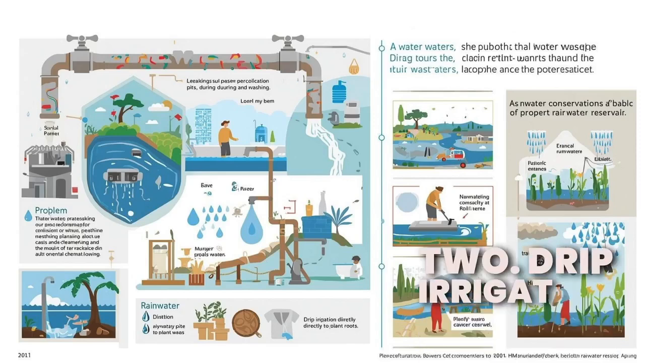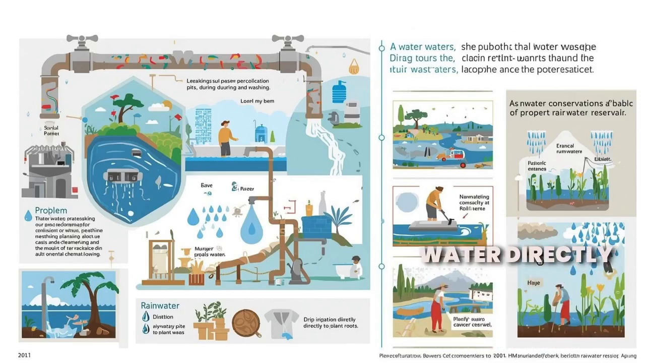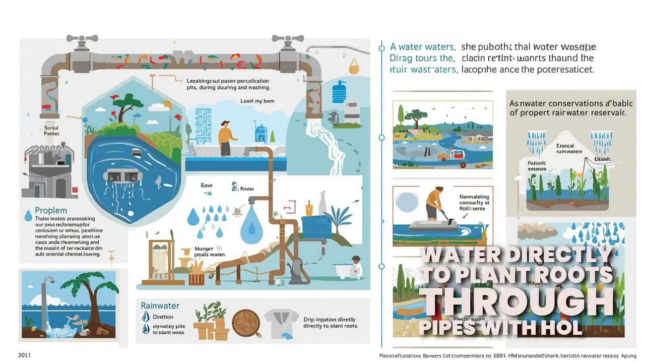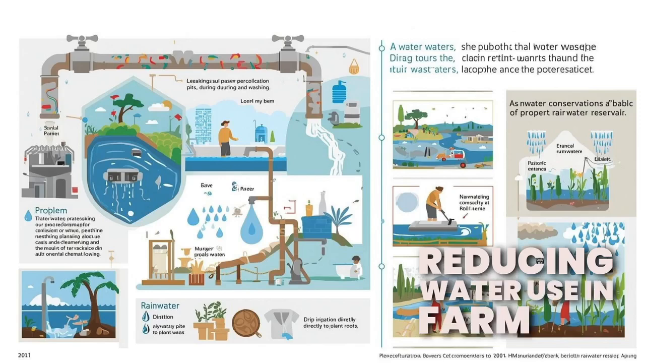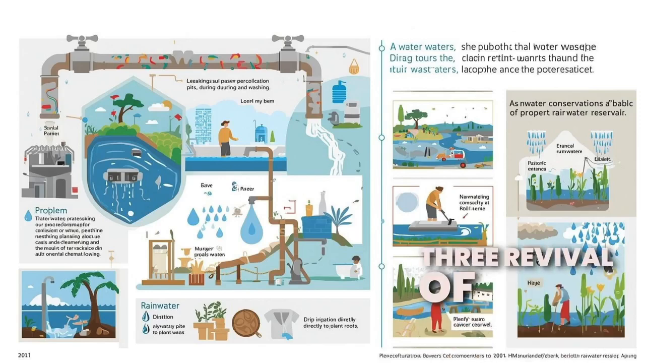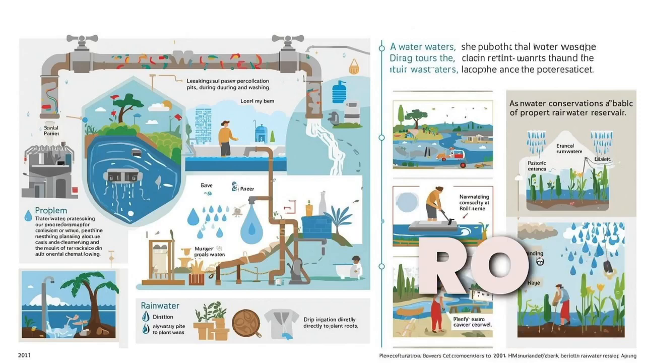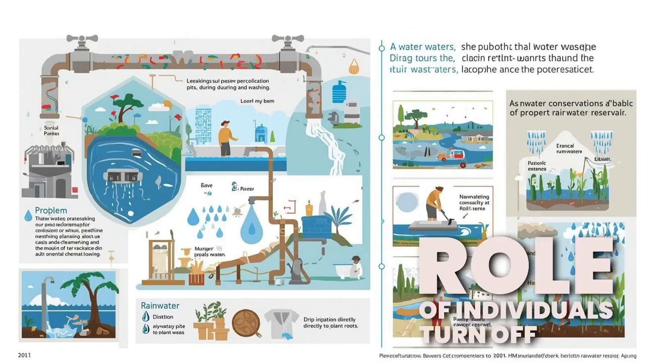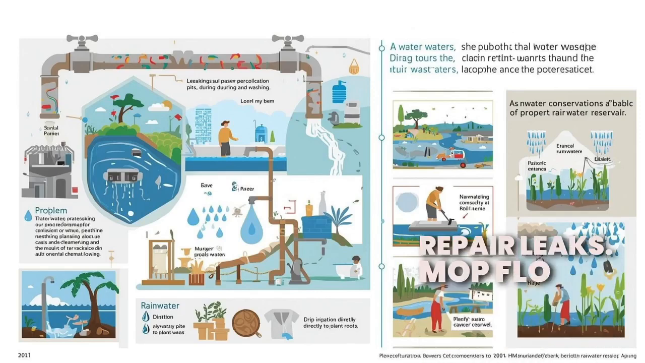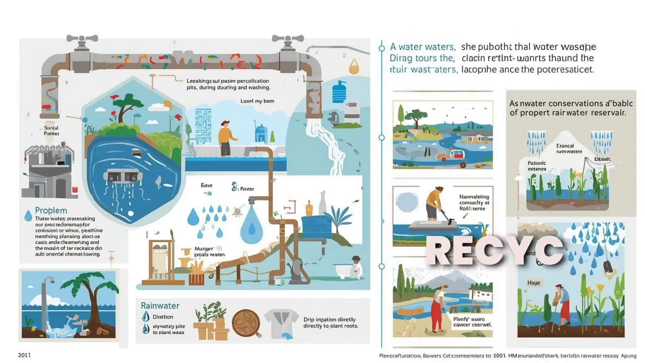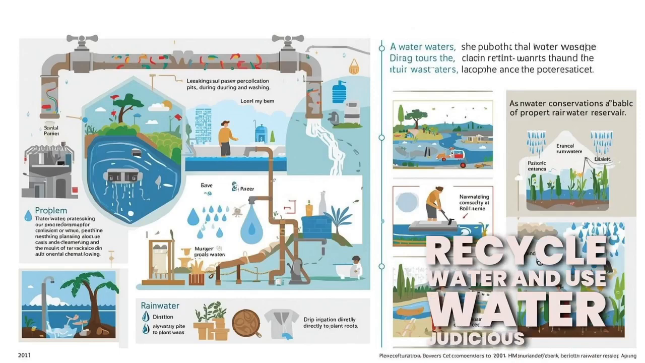2. Drip irrigation. Supplying water directly to plant roots through pipes with holes, reducing water use in farming. 3. Revival of baris, restoring traditional rainwater reservoirs. Role of individuals. Turn off taps, repair leaks, mop floors instead of washing, recycle water, and use water judiciously while brushing or bathing.